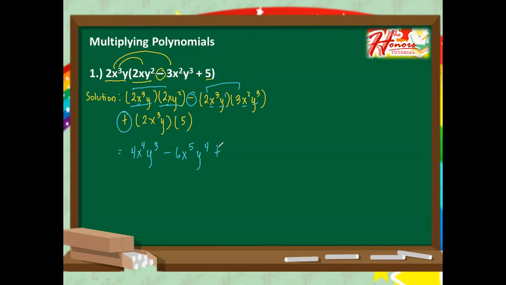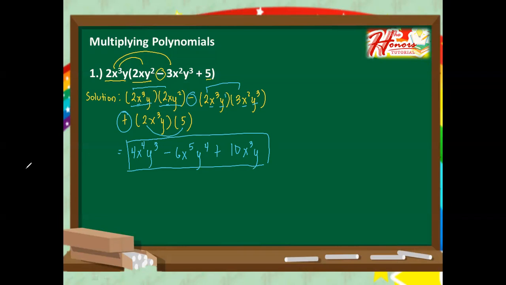And then copy the operation. So plus, multiply 2x cubed y to 5. So 2 times 5, that's 10. And then copy x cubed y because it doesn't have any partner. So the final answer is 4x raised to 4 y cubed minus 6x raised to 5 y raised to 4 plus 10x cubed y.